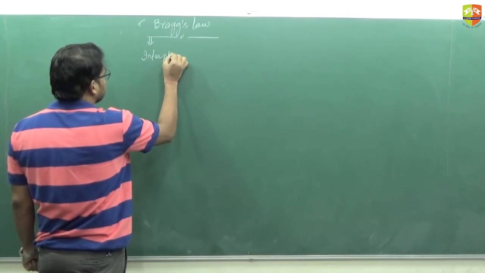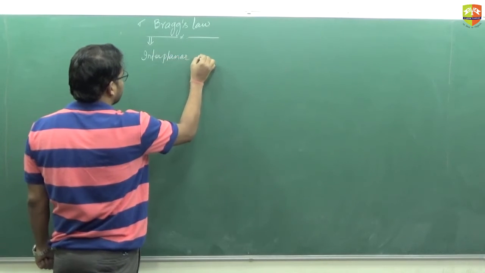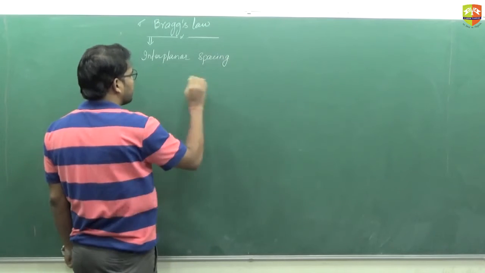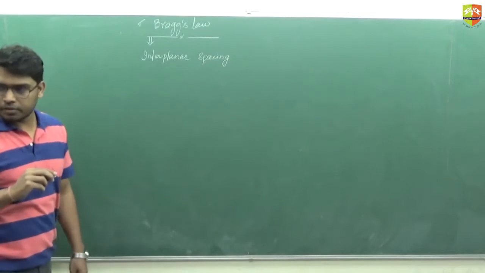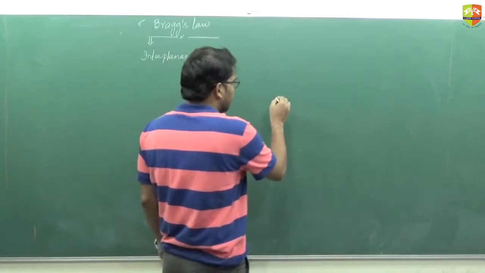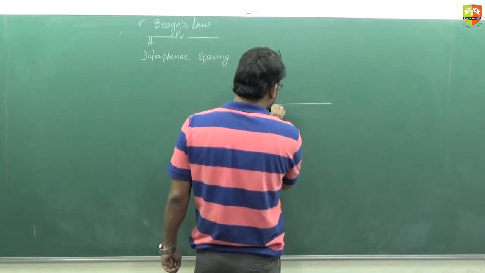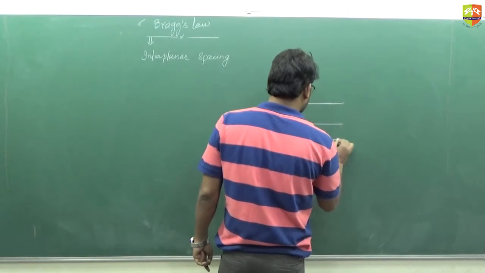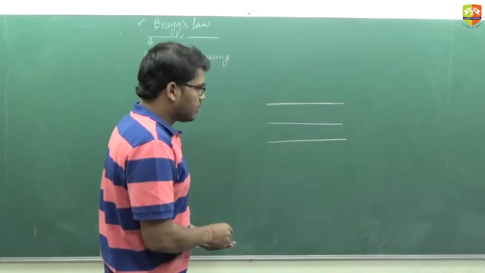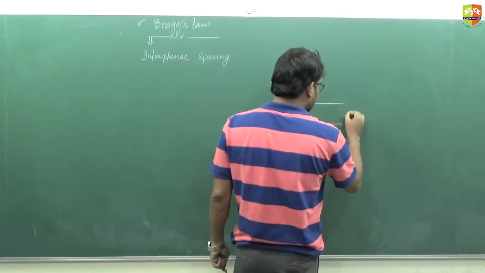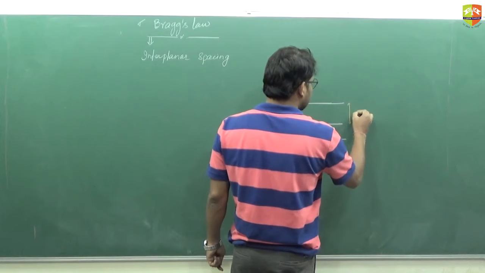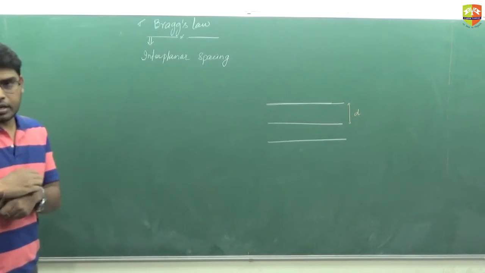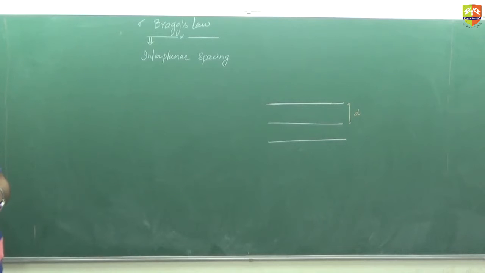interplanar spacing. Interplanar spacing is what? It is the distance between two layers in a crystal. Crystals have a layered structure. Suppose we have layer 1, 2, 3 and so on. So you must have some distance between these layers. This distance d, we call it interplanar spacing. And to find out this d, we use Bragg's law.